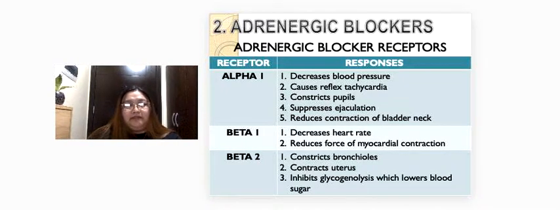Okay, beta 1 reduces heart rate. So, pwede siya for those with tachycardia. Beta 1 ulit, second, they reduce force of myocardial contraction. So, pwede rin siya for those with dysrhythmia, no? Nabanggit ko na kanina yung dysrhythmia. Meron pa ulit, angina pectoris, myocardial infarction, and heart failure. No, these drugs regulate the rhythm of the heart and the force of contraction.